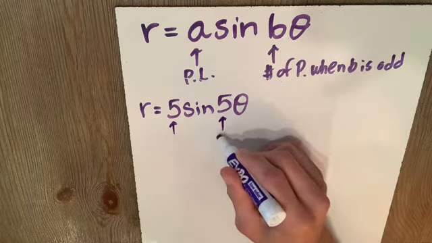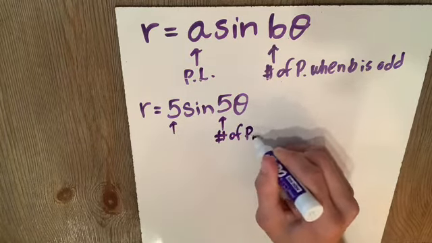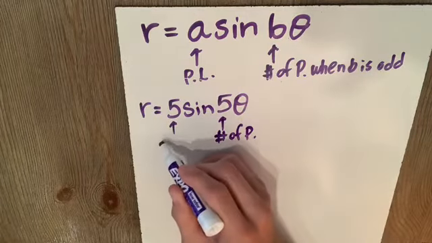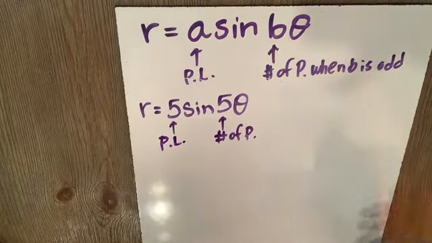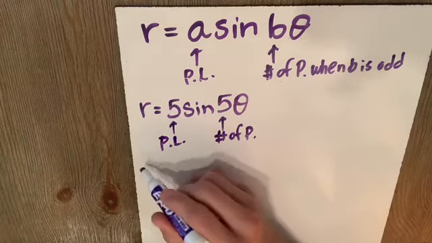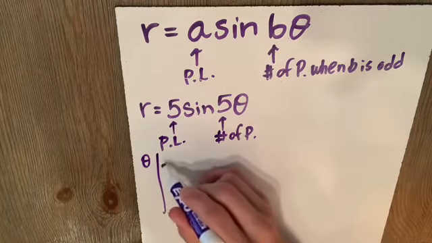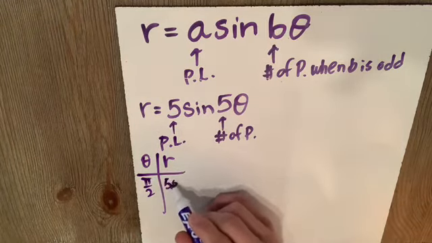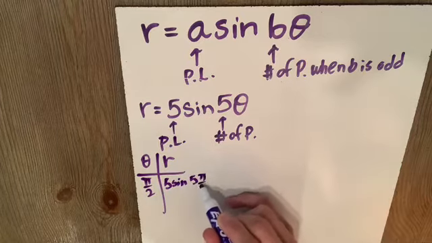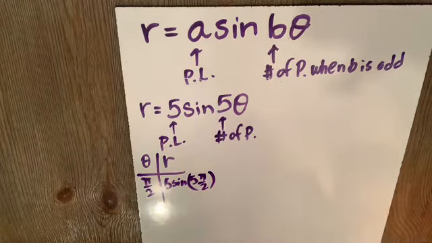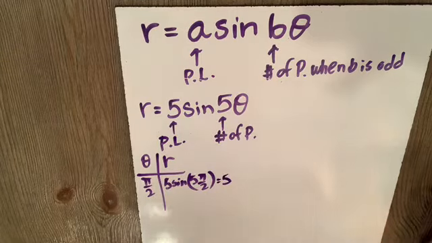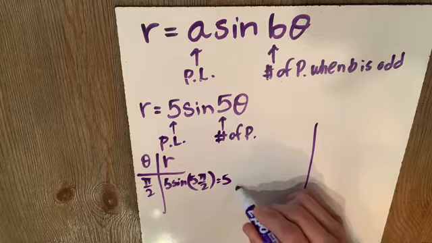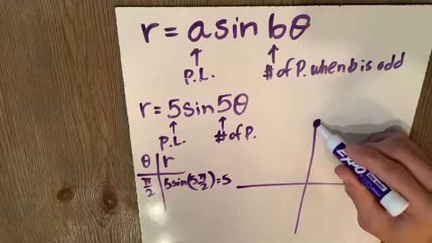Sorry, number of petals is 5. So here we have number of petals is 5. Because it's odd, it's just that number of petals. And here is petal length. I want to know where its head is. So I'm going to choose theta and calculate R. Well, if I put in pi over 2 here, I get 5 sine of 5 times pi over 2. Notice, we have to multiply 5 times pi over 2 and then take the sine of it. So sine of 5 pi over 2 is 1 times 5 is 5. Look, I know my unit circle very well. So what does that mean? At an angle of pi over 2, we have this.